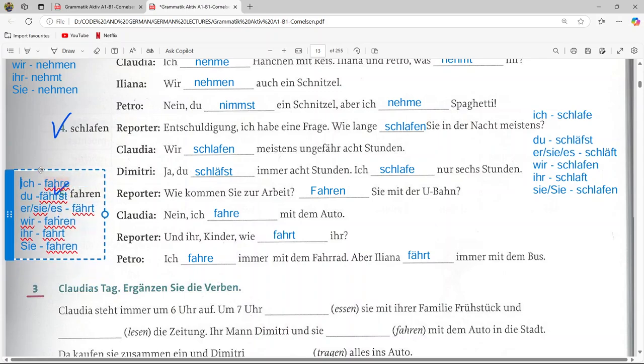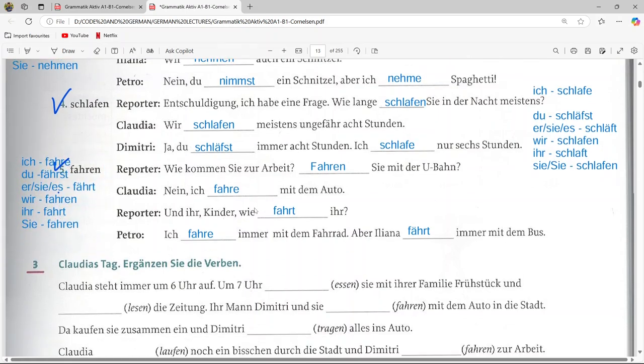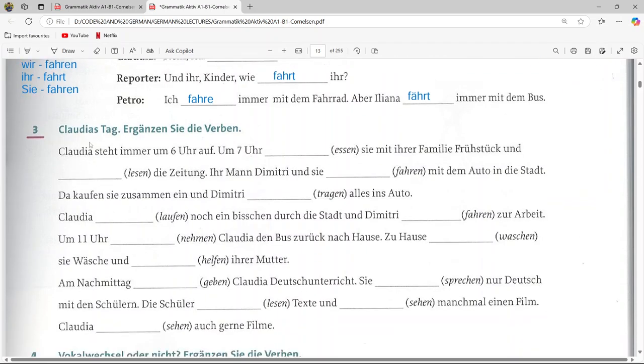And now we will be starting the third one. Claudias Tag. Ergänzen Sie die Verben. So we will start this task 3.